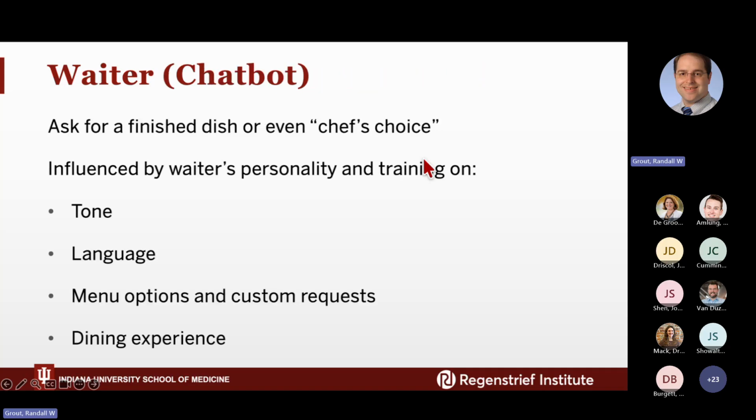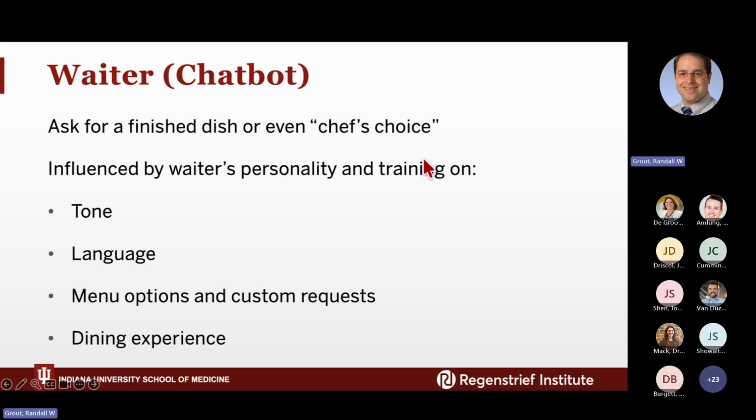When you go to a restaurant, you can ask the waiter for a finished dish from the menu. You can converse with the waiter. You can even ask for a chef's choice. Surprise me. Just like with a chatbot, you can interact, ask for certain things, give instructions, etc.